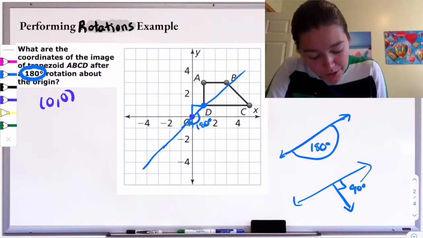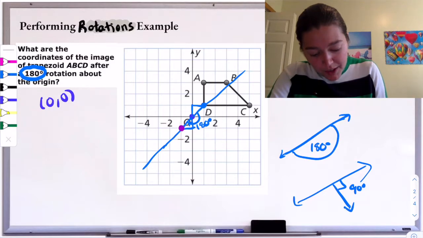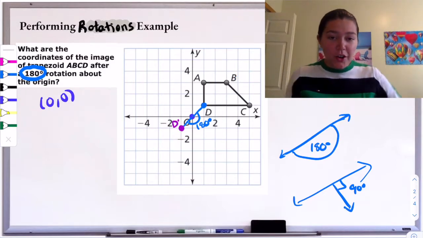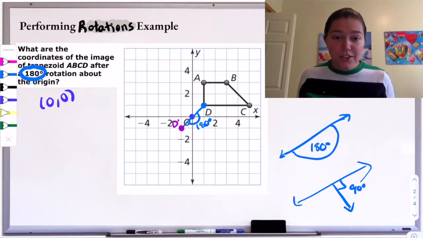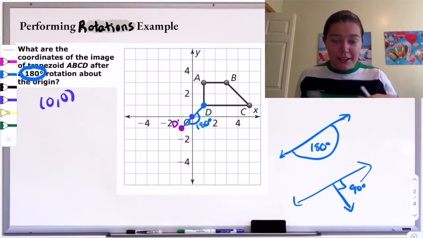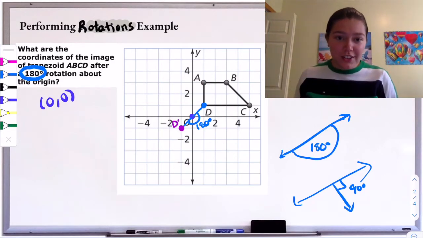Okay, so when we go the 1 and 1 distance, we will get right here, which we probably could imagine, right? Originally, D is that 1 up, 1 right unit away from the origin. So I'm going to go 1 down and 1 left from the origin in this case, because that's keeping it along my 180-degree line.